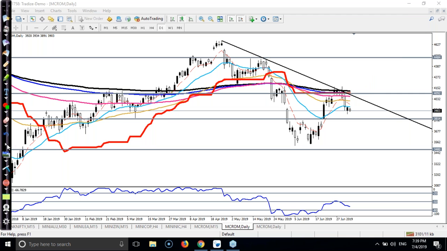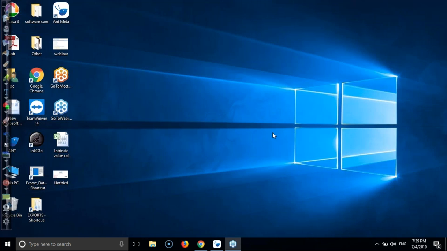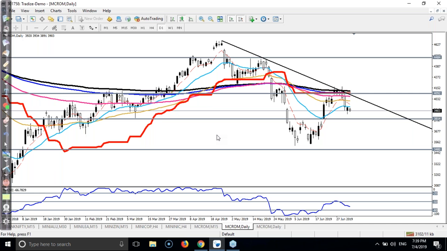Okay, let's check it. Mr. Muhammad, were you able to understand? Okay, because your lines are different from mine. According to your study and analysis it might be different, but I prefer this. I use it like that because, according to me, there is a high probability to retrace the area, because I believe this is a strong support and resistance line, right?